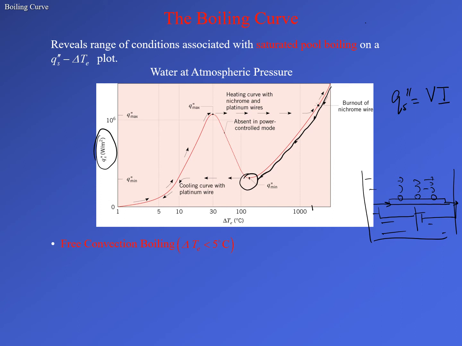And then beyond that, as we try to reduce the potential drop across the platinum wire further, the curve shifted to this point. So this is the path the curve took. While trying to vary the QS double prime continuously, the curve shifted suddenly from this point to this point. So there was a sudden decrease in the temperature of the platinum wire surface, and this was then traced back to the same curve.